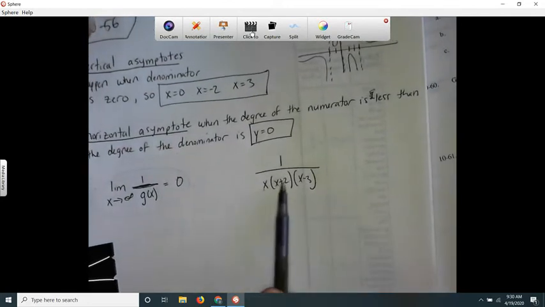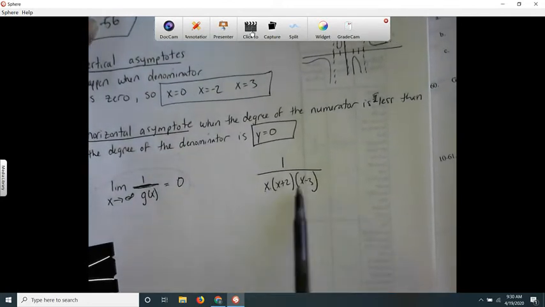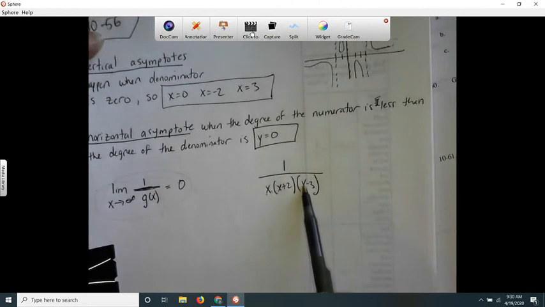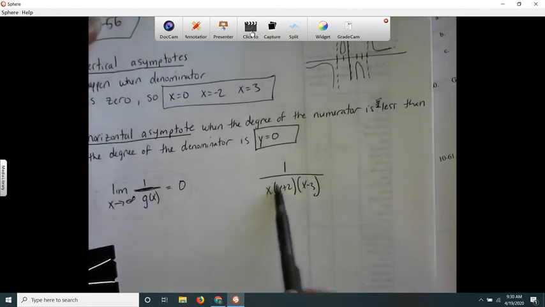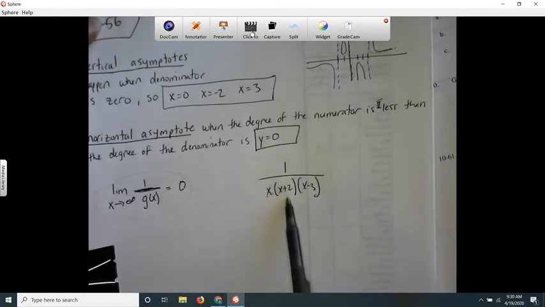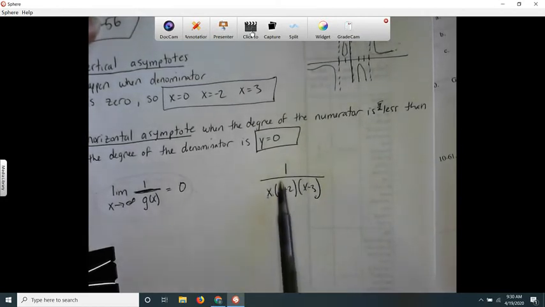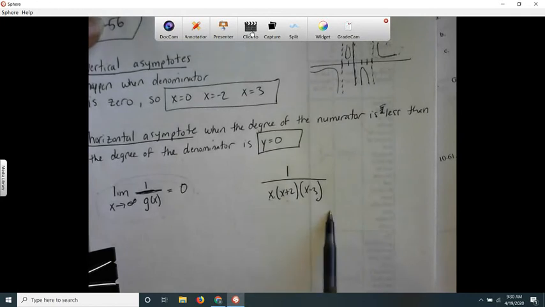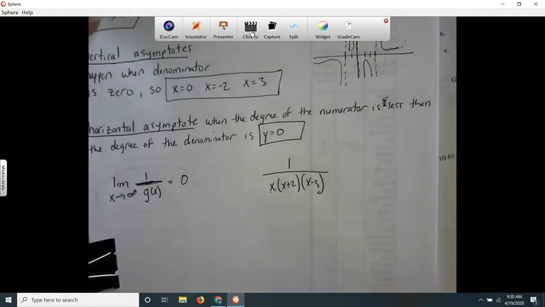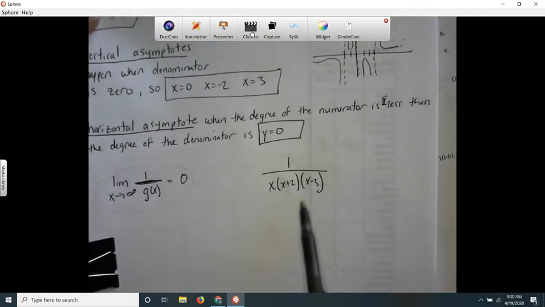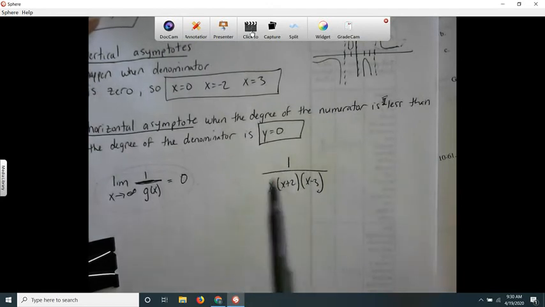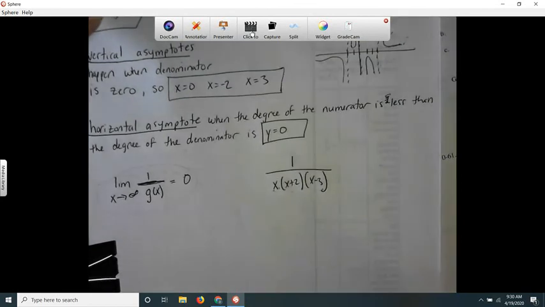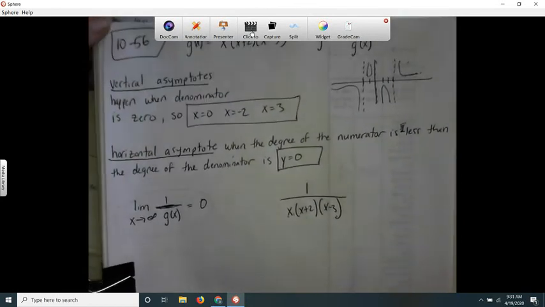As x goes to infinity, this bottom will get really, really big, because infinity minus 3 is still a huge number, times another huge number, times another. This is going to be a fraction, like 1 over some giant number, so it's going to tend towards 0. Okay, and since it tends towards 0 but never gets there, that's why there's that horizontal asymptote there. Hope that makes sense.